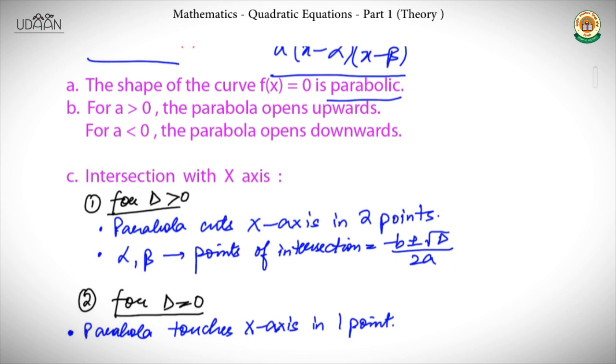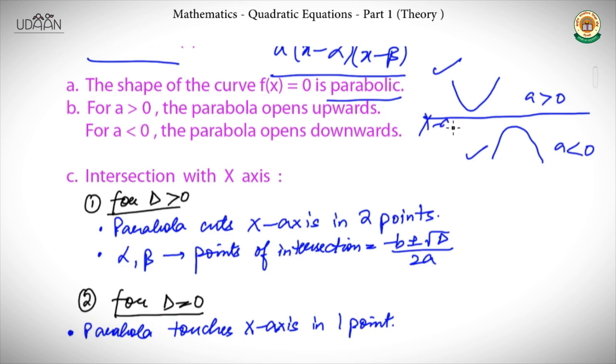In this case, if a is greater than 0, then the parabola opens upwards, and if a is less than 0, then the parabola opens downwards. That is, these can be two possibilities of a quadratic: a greater than 0 and a less than 0, right. This being the x-axis, in the case when a is greater than 0, we have a minimum value for the quadratic equation, and we have a maximum value for a less than 0.